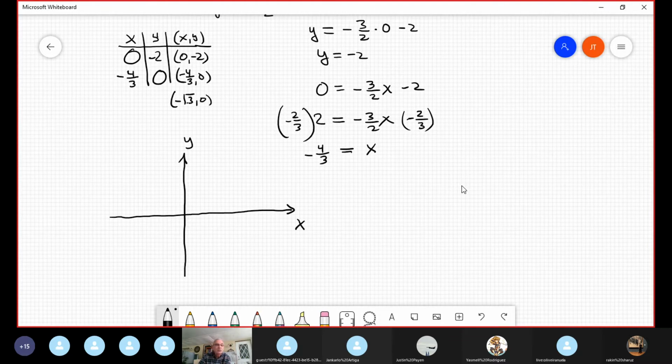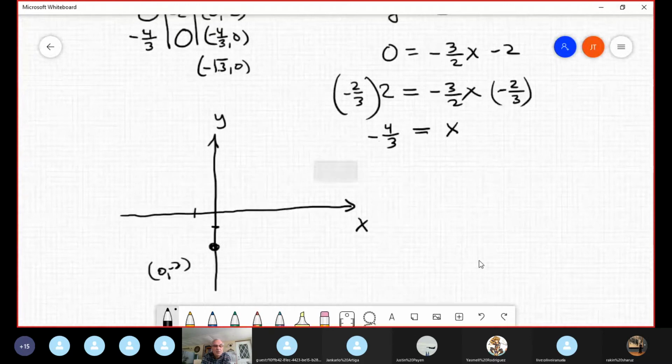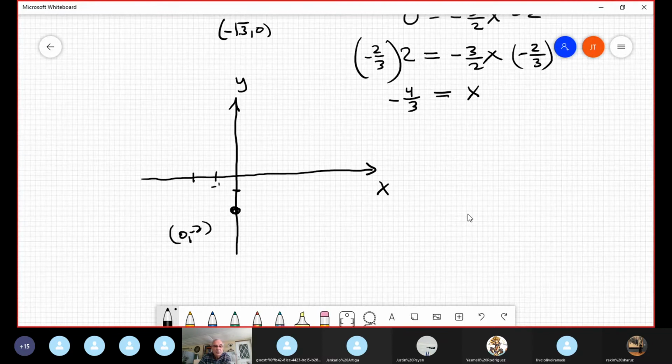Okay. Next point: x is negative 2, y is 0, negative 2. Negative 1, negative 2. I plot that point. That point is that point. And this is negative 1, 1.3. This is negative 1. Let me make it so we can see more clearly. This is negative 2. So negative 1 here, negative 2 here, negative 1.3.